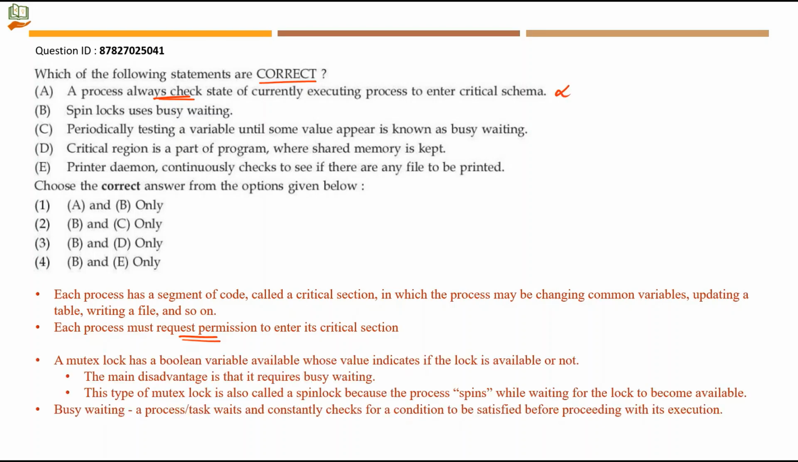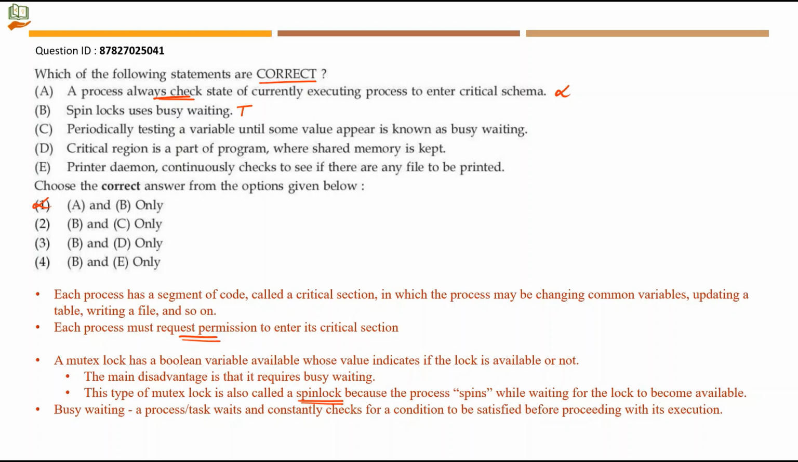A mutex lock has a boolean variable available whose value indicates if the lock is available or not. Since it's a boolean variable, it should either be 0 or 1. The main disadvantage is that it requires busy waiting. This type of mutex lock is also called a spin lock because the process spins while waiting for the lock to become available. So spin locks use busy waiting is perfectly true. B is true. But we know A is not true, so option 1 will be ruled out here.